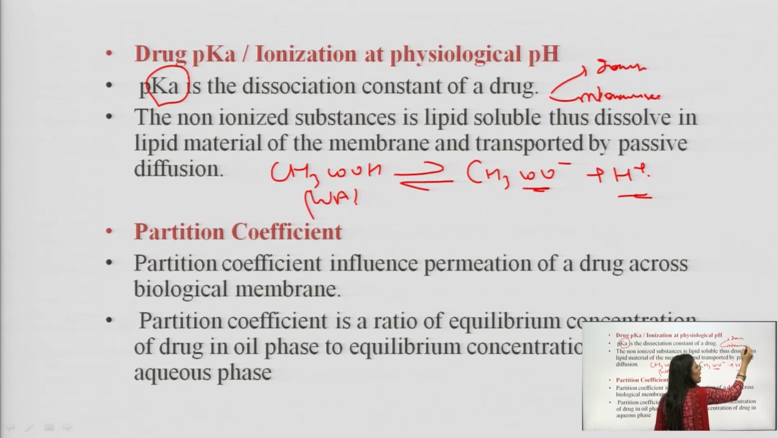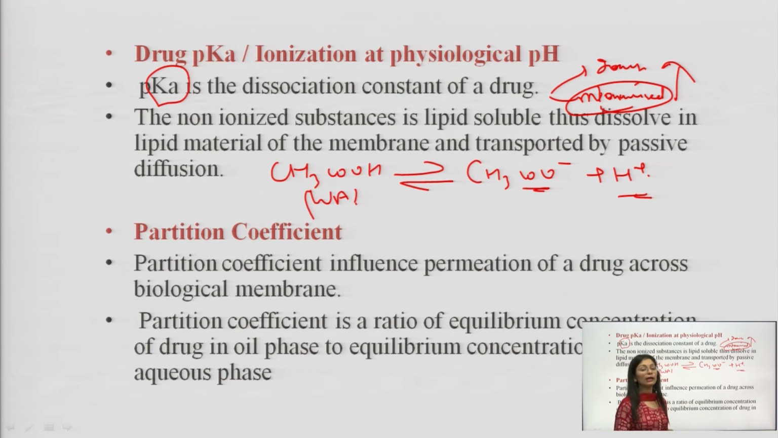Non-ionized or unionized form. The unionized form has better absorption. Why? Because they are not ionized, they can pass through a lipid layer very easily. That is why the non-ionized substance is lipid soluble. As I told you, it can pass through the lipid membrane very easily. Thus they dissolve in the lipid material of the membrane and are transported by passive diffusion. So basically, our drug needs to be undissociated or non-ionized, and if it is non-ionized, it passes through the lipid membrane very easily.